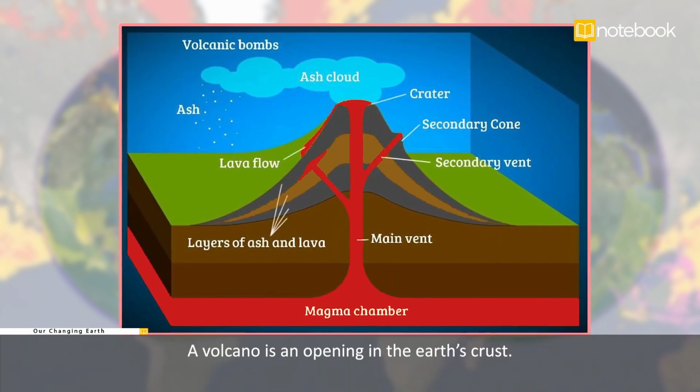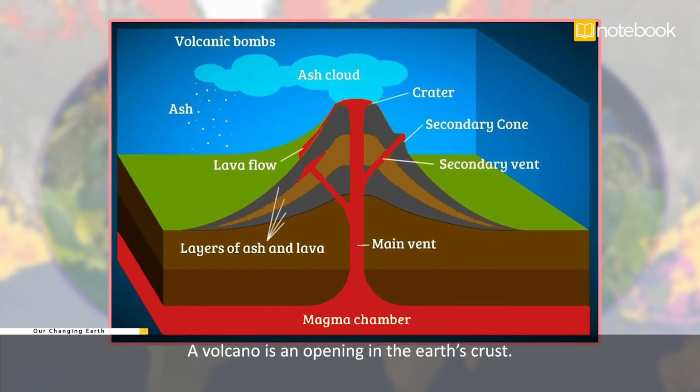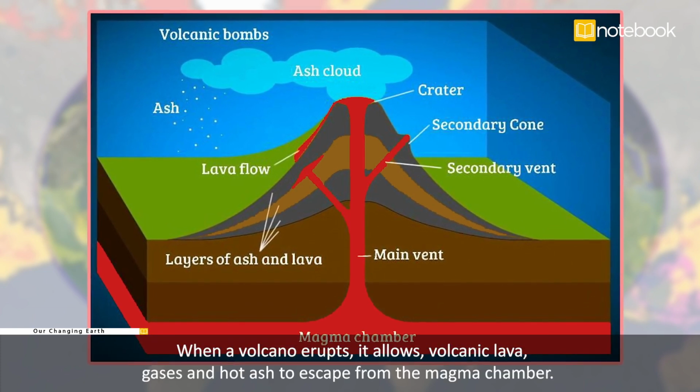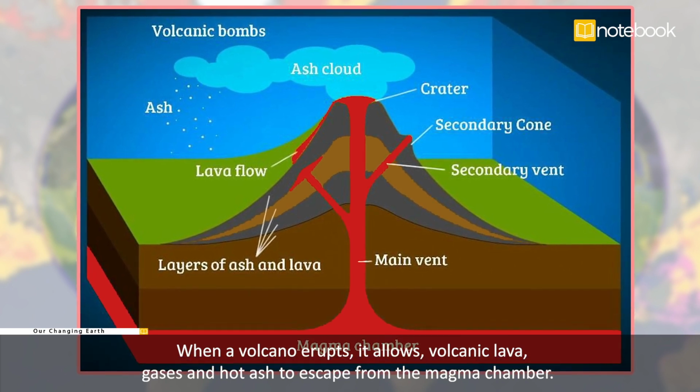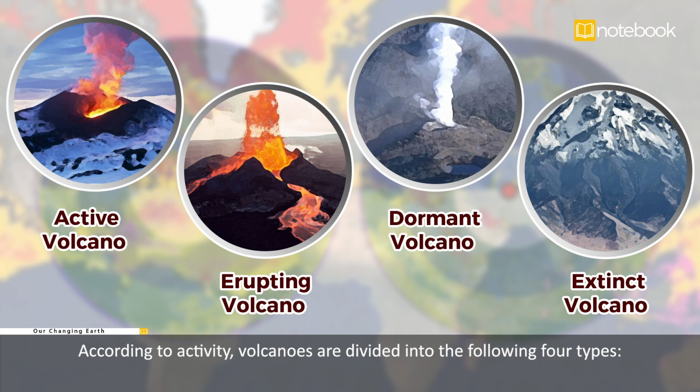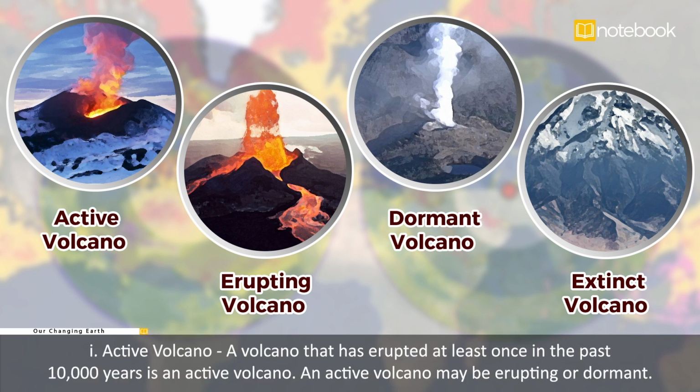A volcano is an opening in the earth's crust. When a volcano erupts, it allows volcanic lava, gases, and hot ash to escape from the magma chamber. According to activity, volcanoes are divided into the following four types. 1. Active volcano. A volcano that has erupted at least once in the past 10,000 years is an active volcano. An active volcano may be erupting or dormant.